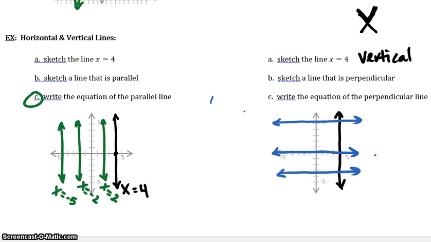And it wants us to write the equation. Now, for this line that we started with, that's x equals 4. But a line that is perpendicular to it is horizontal. So the equations are going to be y equals instead of x equals, because we cross the y-axis. So this one is y equals 5, y equals 0, y equals negative 3.5.